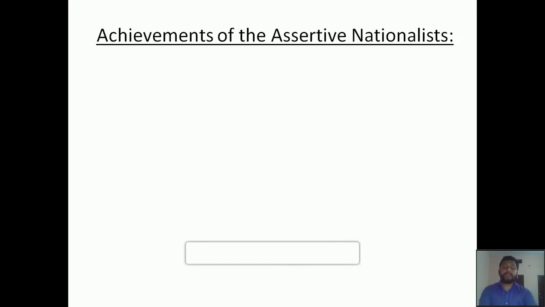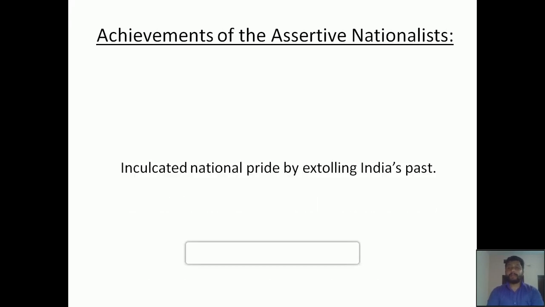Assertive nationalist leaders have added a glorious period, or glorious moments, in the history of India, because their thoughts and philosophies have influenced all different sectors of the society, and all different realms of the people, including lifestyle, culture, customs, traditions. Everything has got influenced by the philosophies and thoughts of assertive nationalism or assertive nationalist. So let's see the main achievements of the assertive nationalist.